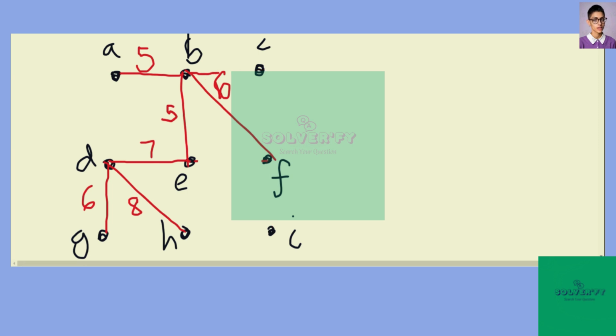So we have that BC has weight 4. If we add this edge, we don't create a circuit. And we have that edge FI has a weight of 4. And if we add this edge, we still don't create a circuit. But now we have a connected graph, and so the algorithm terminates.